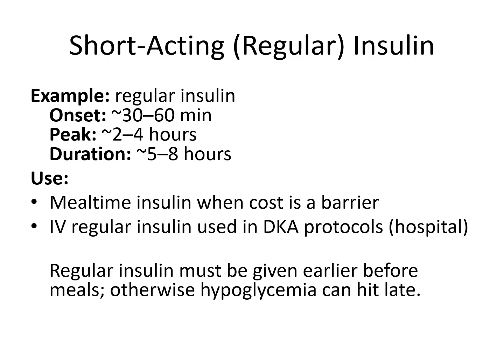So our short-acting insulin refers to regular insulin compared to rapid-acting. Regular insulin has a slower onset, 30 to 60 minutes. So that means it has to be administered earlier before a meal. Typically, this will peak about 2 to 4 hours, and its duration is longer, roughly 5 to 8 hours. Clinically, regular insulin may be used as mealtime insulin when cost is a barrier, because typically this would be less expensive than rapid-acting analogs. This type of insulin is also used intravenously in DKA protocols in inpatient settings because you can give this IV and titrate it quite precisely.